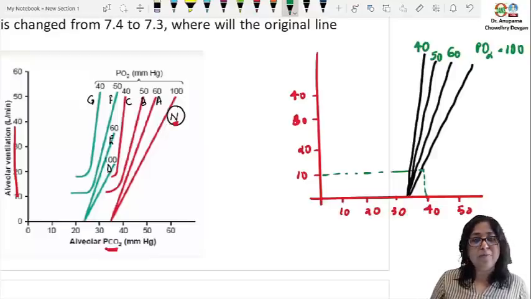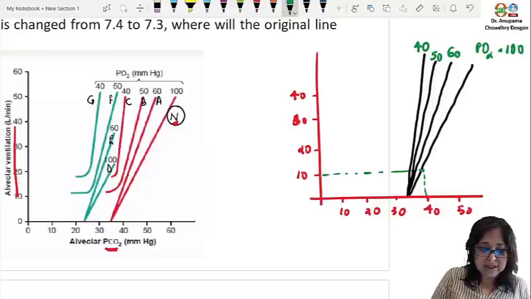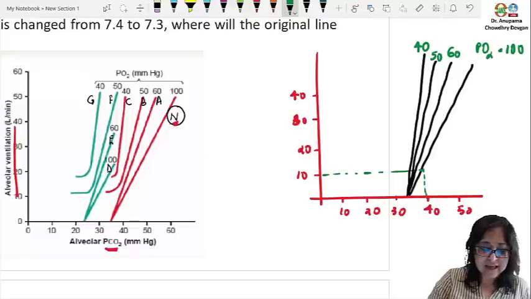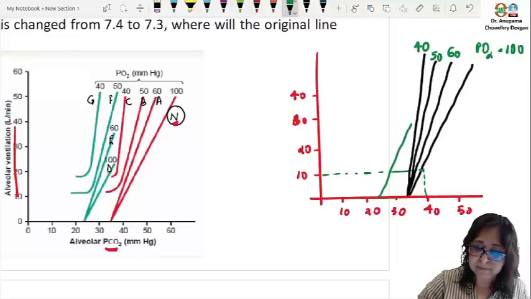Now, the next important point is what is causing this shift of these fan of lines, these are called a fan of lines, to the left. If you can see this, all these lines have now shifted to the left.